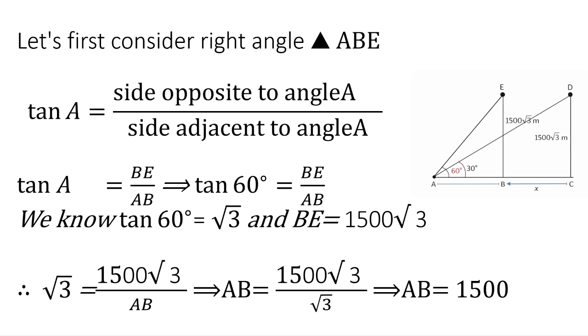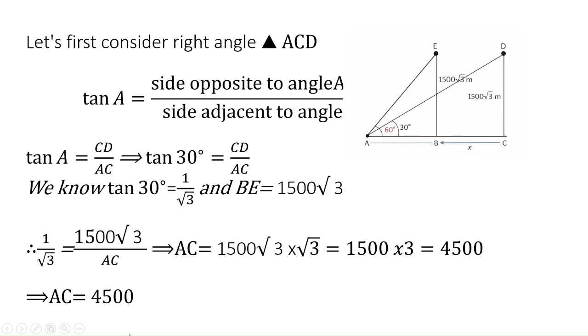What is that? First we considered triangle ABE. Now we are going to consider the right angle triangle ACD. With respect to triangle ACD, the angle of elevation has changed because the jet plane has traveled 15 seconds, but the height remains constant. That should be kept in mind.